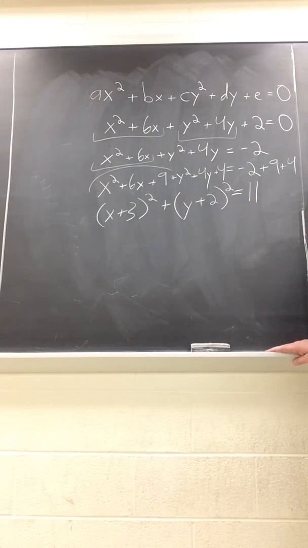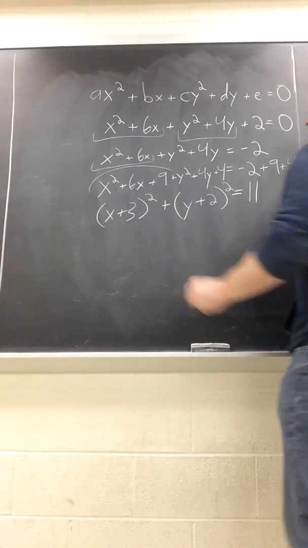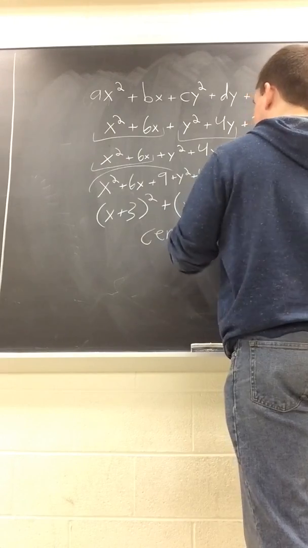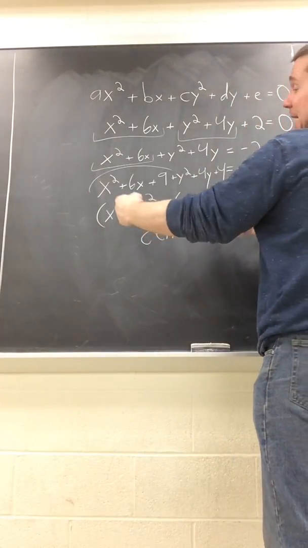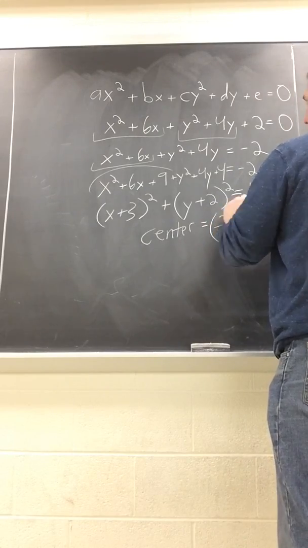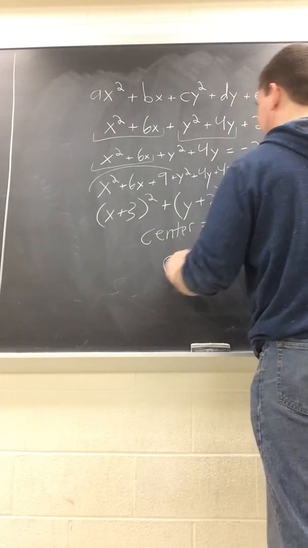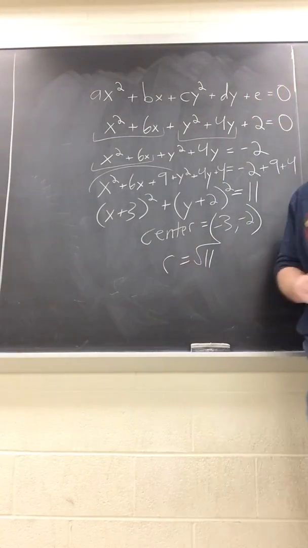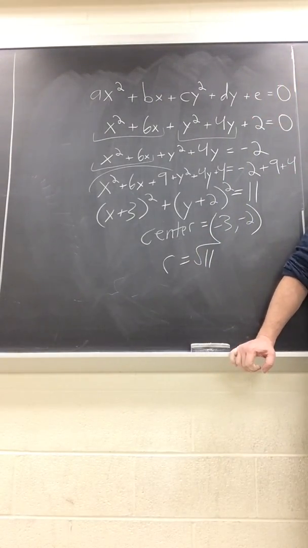Now we can see that's a circle in center radius form, and we can see my center is equal to, remember to switch your signs, -3, -2. And then my radius is equal to the square root of that side. And that's it. And then if I wanted to, I could graph my circle.